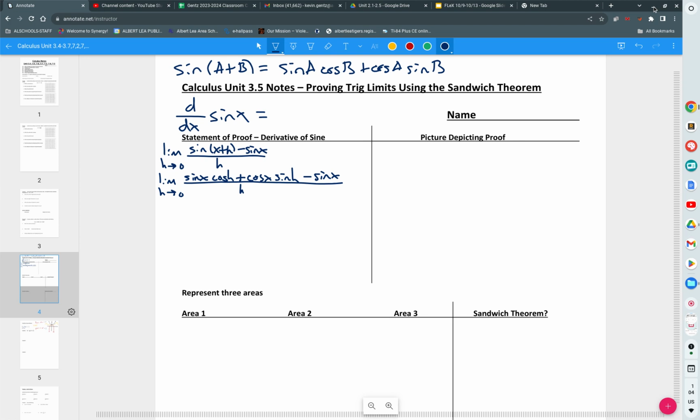Everybody with me? Okay, we'll play around with that, and what we're going to do is separate some pieces. We're going to gather the sine of x's together, so I'm going to do the limit as h goes to 0 of sine of x times the cosine of h, and then I'm going to gather this minus sine of x over, and that's all over h. Okay, what am I missing? This piece right here. So I'll have to add cosine of x times sine of h over h.